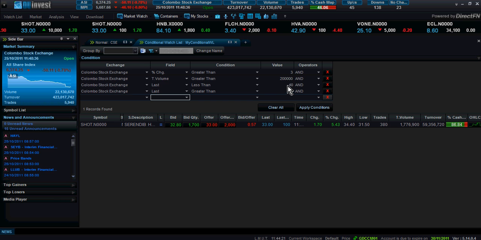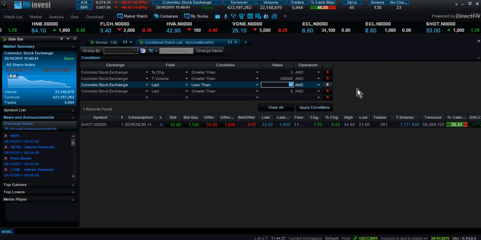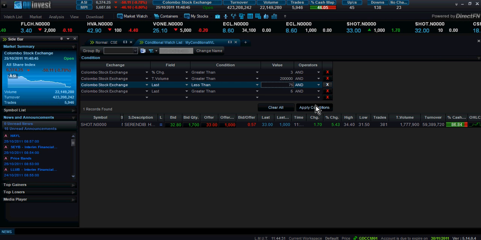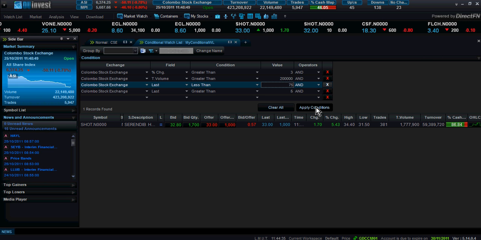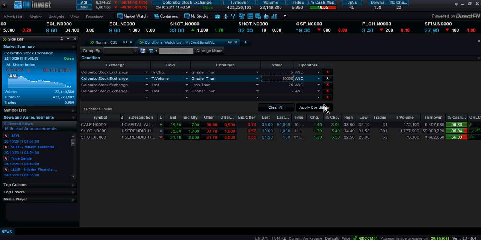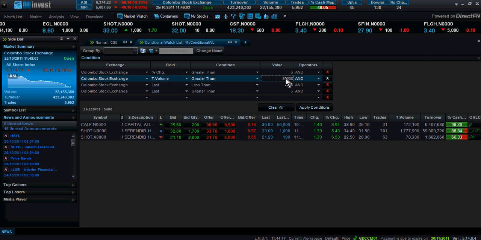Now if I happen to change one of these things, let's say I want to see the stocks that are trading between 75 rupees and 5 rupees, and I apply the condition. I see that there is more than two there. Well, seems like there's only one. If I change this to, let's say, just 50,000 and apply the conditions, as you can see there are more, and the more I change the conditions, it will be easier.